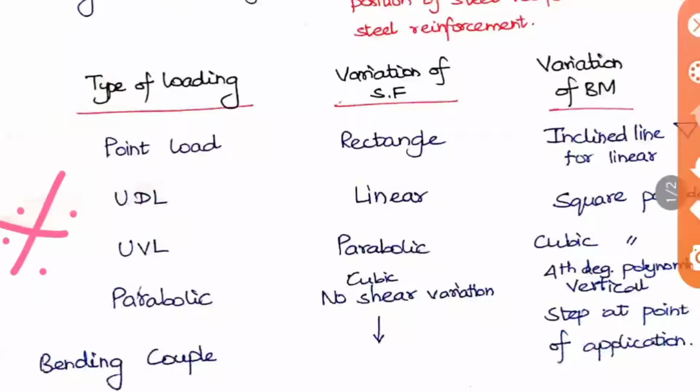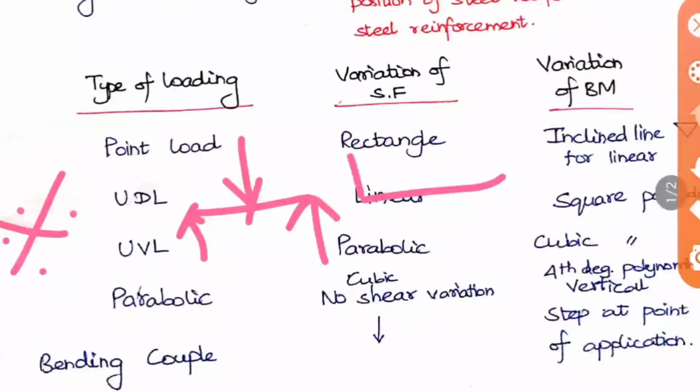First, let us see the point load. Point load means, if it is a simply supported beam like this, and you are having a point load like this, the shear force variation will be rectangular. Okay, so the shear force diagram will be like this. So this is how the shear force diagram looks. The variation is of rectangular shape, that is only given as a rectangle.